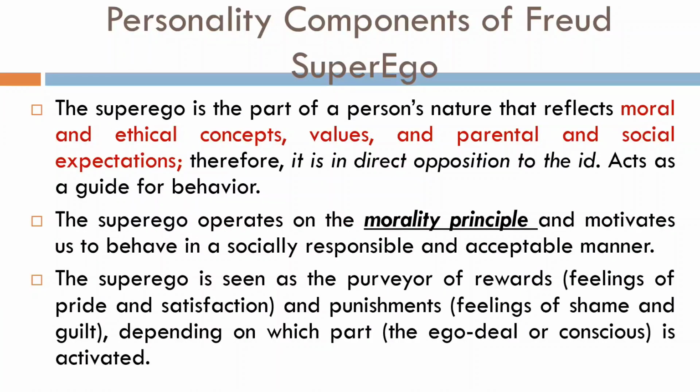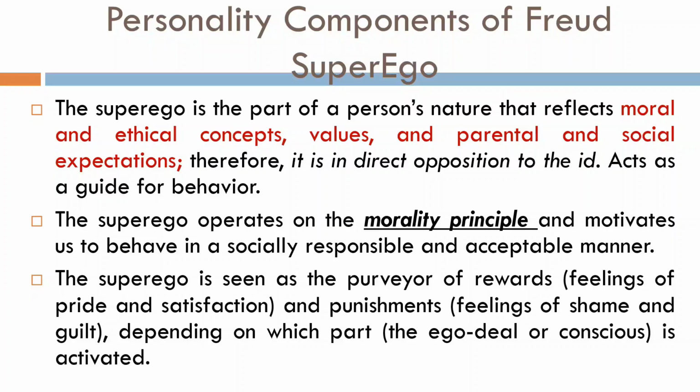Before explaining the ego, one has to understand what superego is. Superego is based on the morality concept. It reflects the moral and ethical concepts, values, and parental and social expectations. It is directly opposite of the id and acts as a guide for behavior. It also shows the matureness of a person, how the person takes decisions, and superego is also seen as a purveyor of rewards and punishment.